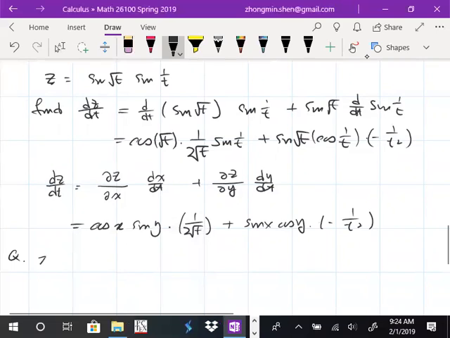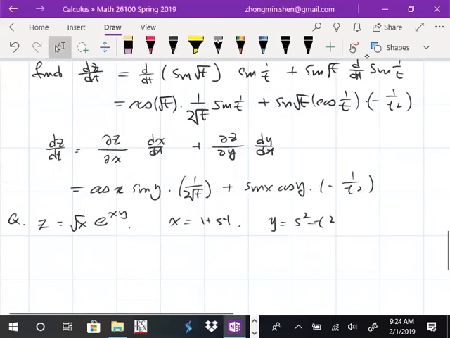So the next problem here is z equals the square root of x times e to the xy, where x equals 1 plus st and y equals s squared minus t squared. So z is a function of s and t. We want to find the partial derivative of z with respect to s. All right.